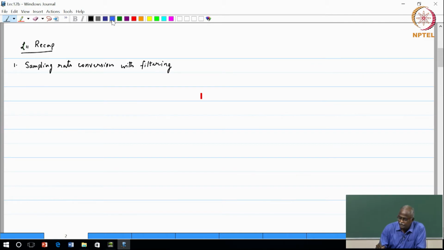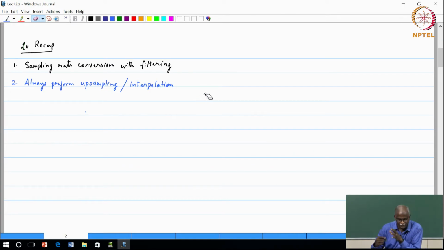Then we also did a fractional sampling rate conversion, where there was both upsampling and downsampling to be done. In this case we also made the observation that it is always better and the right thing to do is to perform the upsampling first. Upsampling by itself is not complete, actually with the filtering you should call it interpolation. So, the combination of upsampling and filtering is what we are referring to, and that should be done ahead of any downsampling. Okay. So, that is the second observation, and we showed that if we did it in the other order, then it actually gave us some erroneous results.